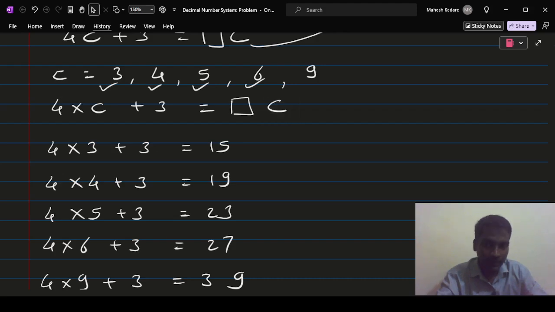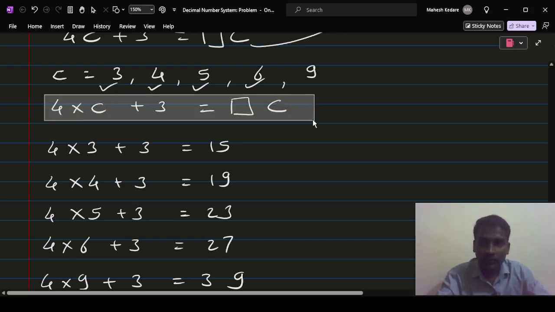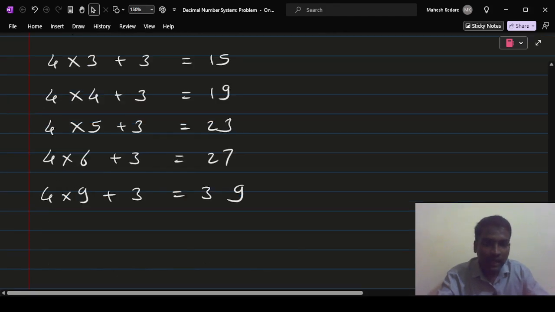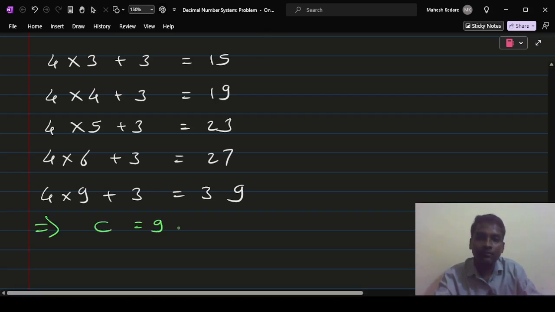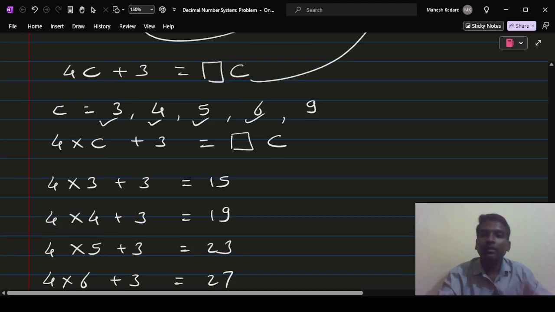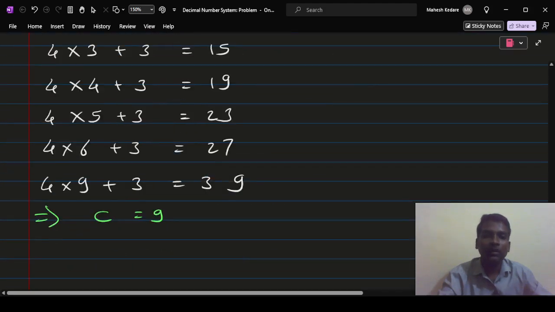So note that we wanted the number C, which is multiplied with 4, to be present in the unit place. And if you compare this expression with this last calculation, we see that the number multiplying with 4 is appearing in the unit place. This means that the value of C is 9. And thus we have found out all the digits.